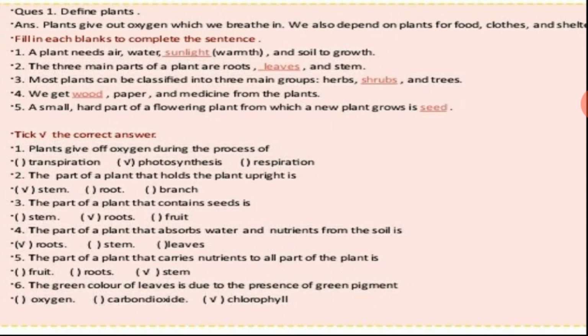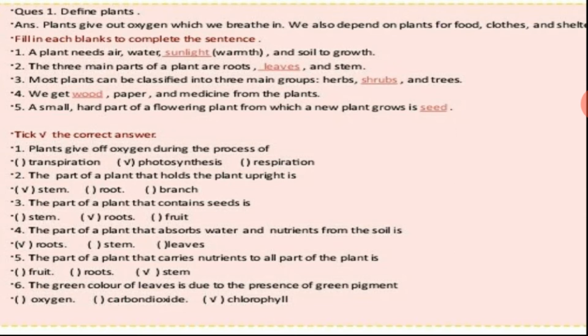Now there are fill in the blanks that you have to complete. A plant needs air, water, sunlight and soil to grow. What are the three main parts of a plant? Roots, leaves and stem. Most plants can be classified into three main groups: herbs, shrubs and trees. Herbs are very small plants. Shrubs are bushy plants and trees are big plants.